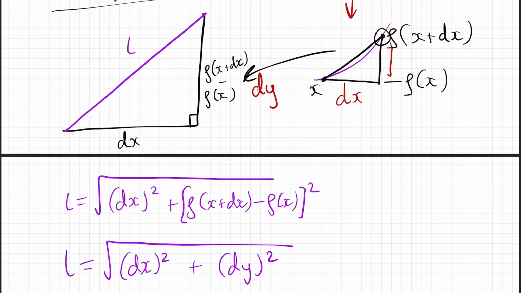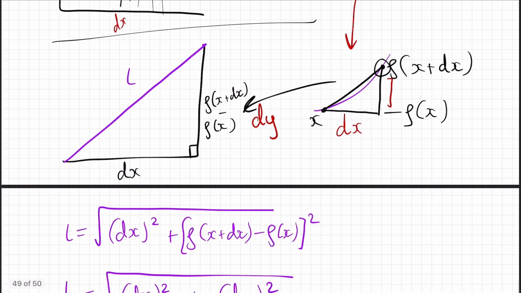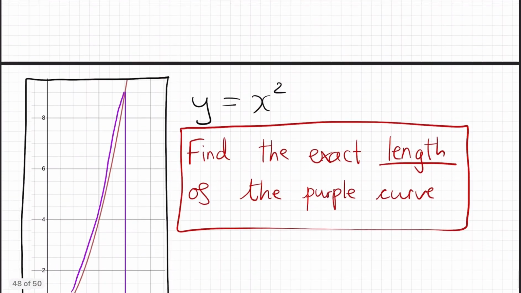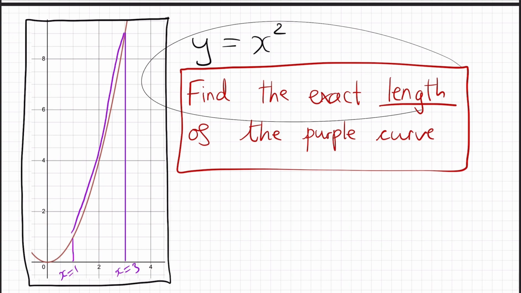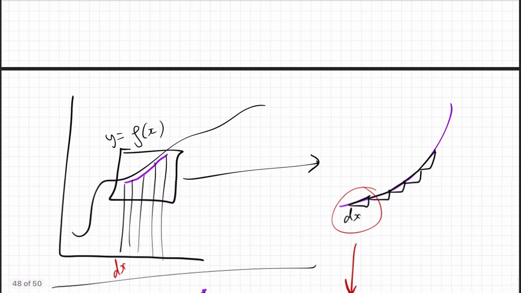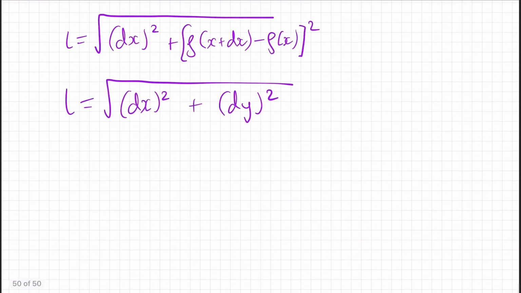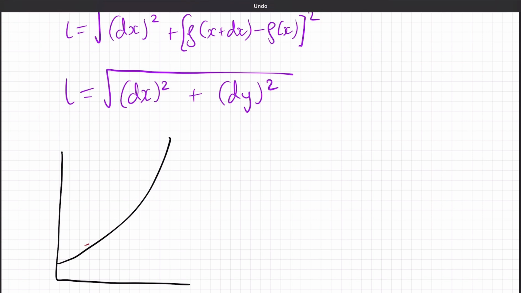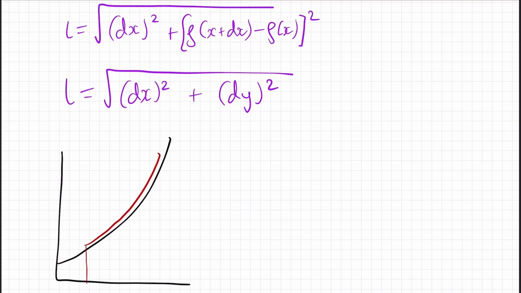And now I'm going to be showing you guys how we can apply this to our original question over here. So we have the curve y equals x squared, and we want to find the exact length. What we can do is redraw y equals x squared, and we are looking in this region like so, I'll just mark it out with red. So we've got x equals 1 and x equals 3.